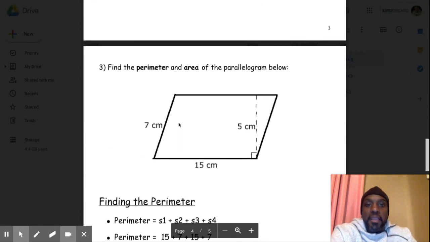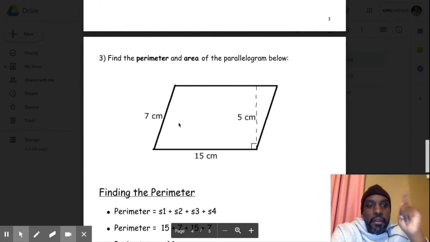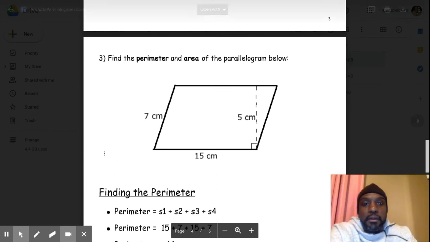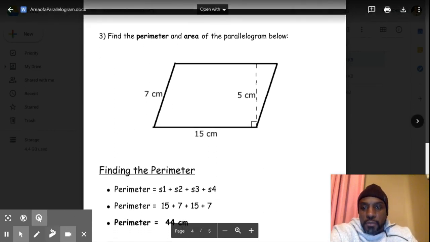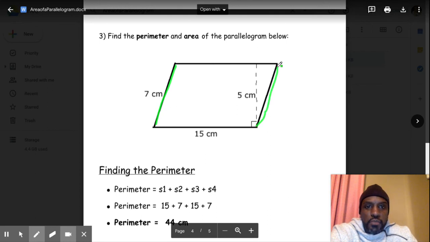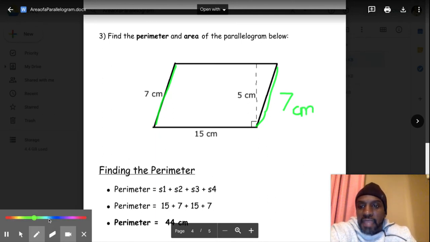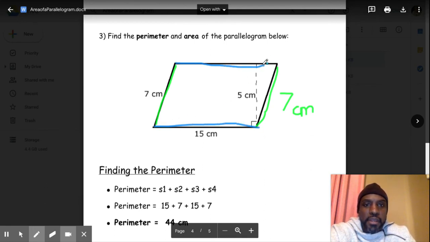All right, now here we go. It says calculate the perimeter and the area of the parallelogram. So first of all, for the perimeter, I only need the slant height, these two. Now notice these are congruent, which means they are the same distance. So if this is 7, that means this has to be 7 centimeters as well, okay? Now, I need the other length, which is the length of the two bases. Both the bases are congruent and they're parallel to each other.